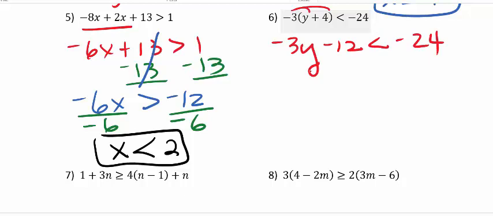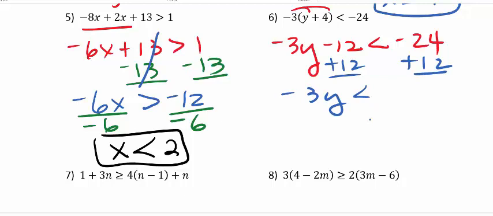We have our y here. We're trying to get it alone, so we're going to move that 12 over, and we add 12 to both sides. And we get negative 3y is less than, and then negative 24 plus 12 is a negative 12.